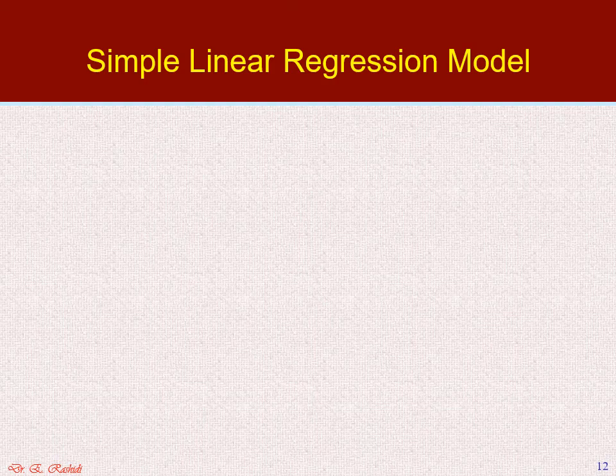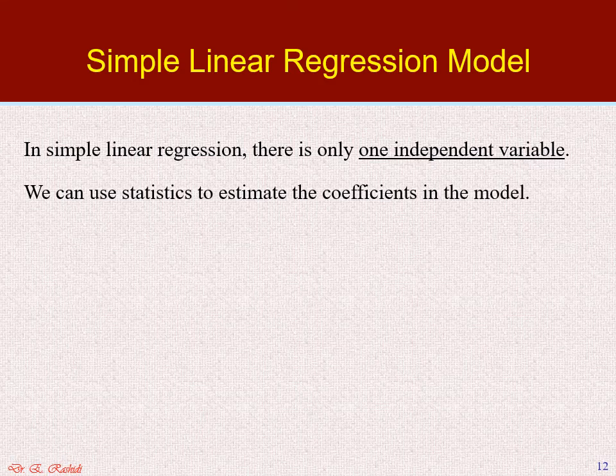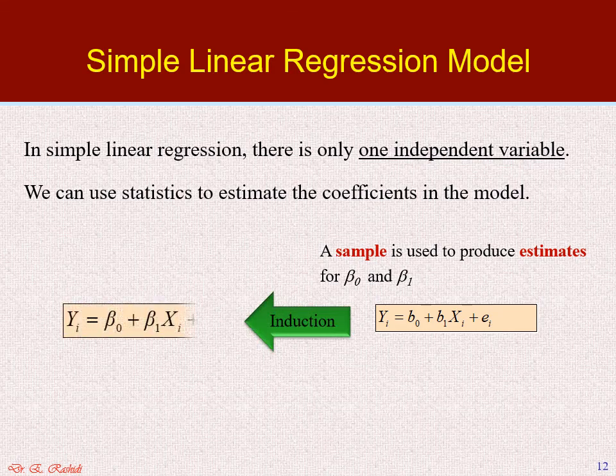Simple linear regression model. In a simple linear regression model, there is only one independent variable. We can use statistics to estimate the coefficients in the model using the OLS method. A sample is used to produce estimates for beta 0 and beta 1, the coefficients of the linear regression line in the population. So using the sample, we can estimate this linear relationship equation for the sample and find the intercept b0 and the slope b1. And then based on this, we can infer a relationship for the population. So this is going to be our estimation of this line on the left, which is beta 0 as intercept and beta 1 as the slope, the linear regression model in the population.